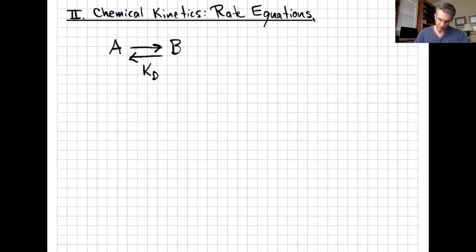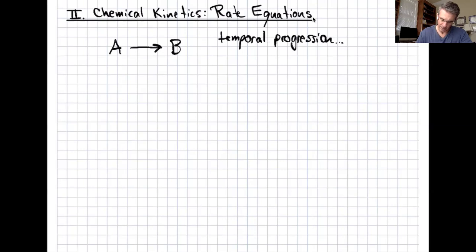So in this case, we're now going to say, what happens if we're just thinking about a process that irreversibly converts a substance A into B? So we start with pure A, and it's now going to turn into B. And what we're really interested in now is the temporal progression. In other words, how fast does this happen? Okay.